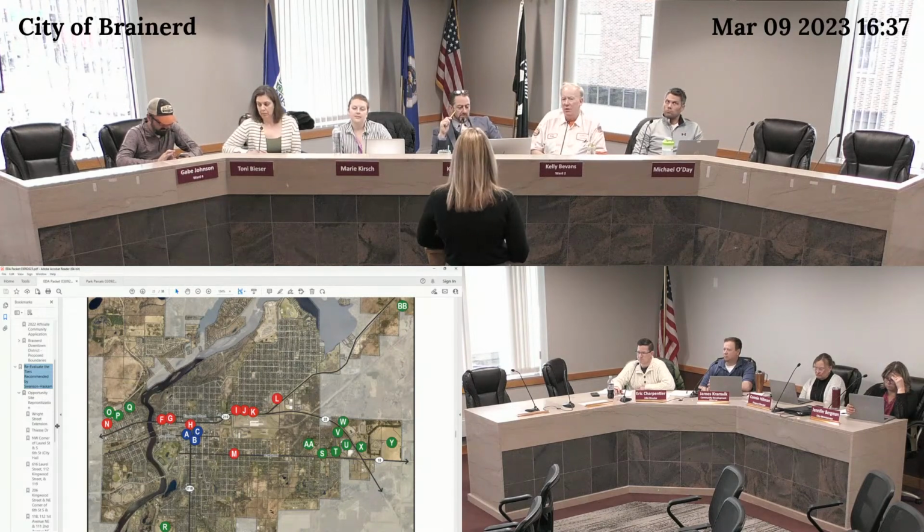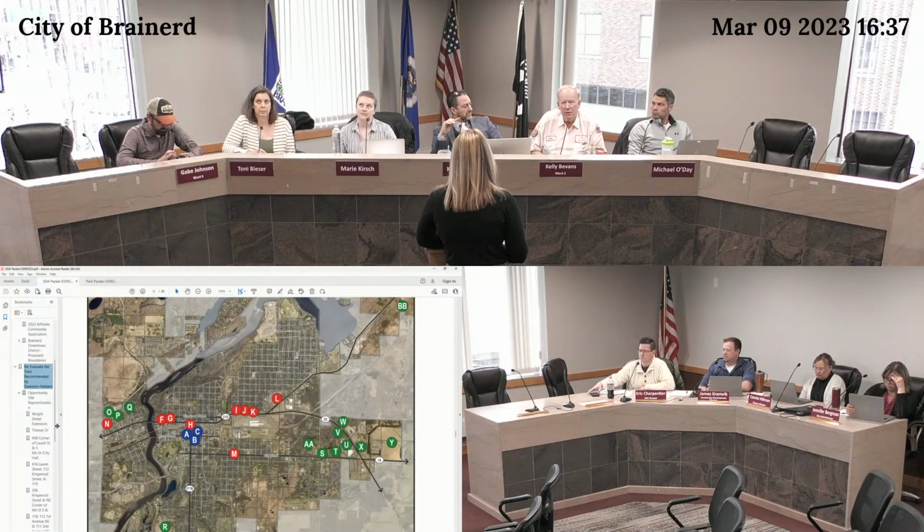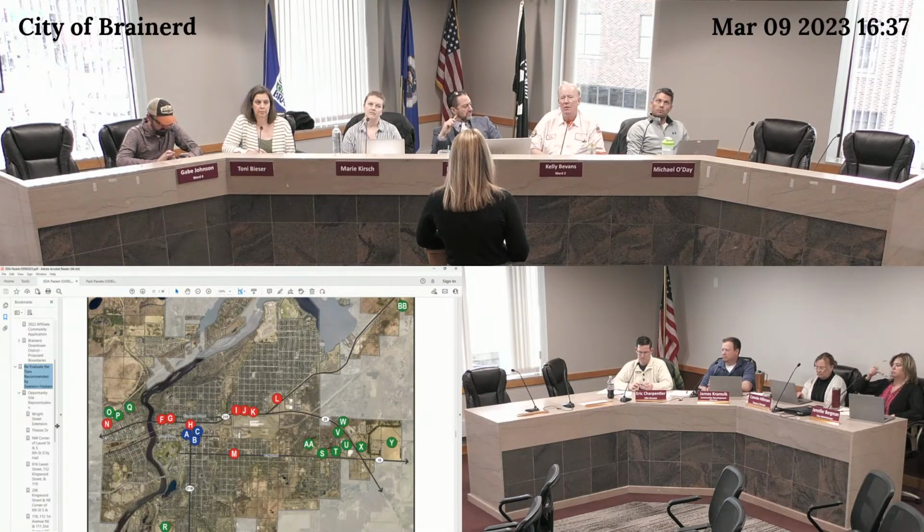Yeah. So you've got this large, what appears to be unused parcel. Are you interested in help developing or redeveloping it? Yes. Right. No. Thank you.